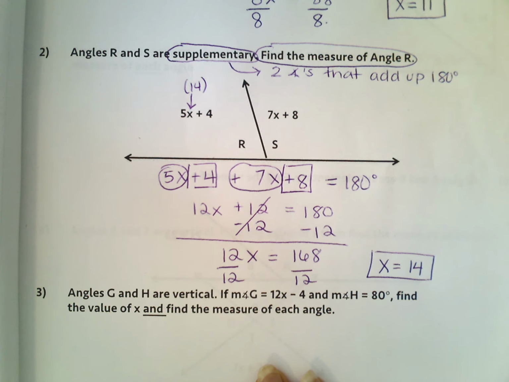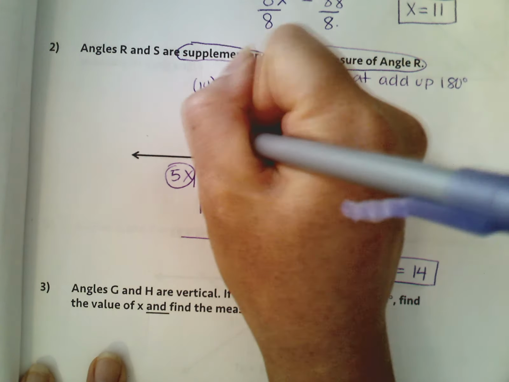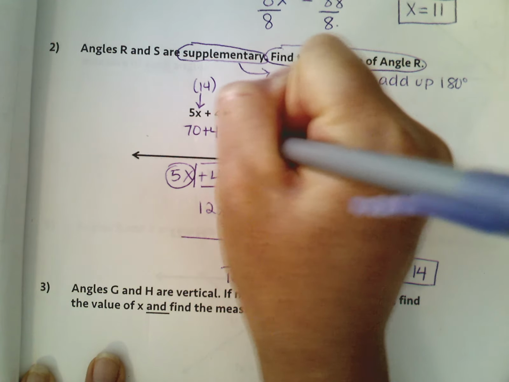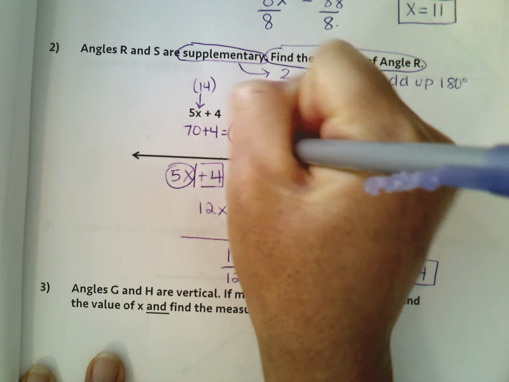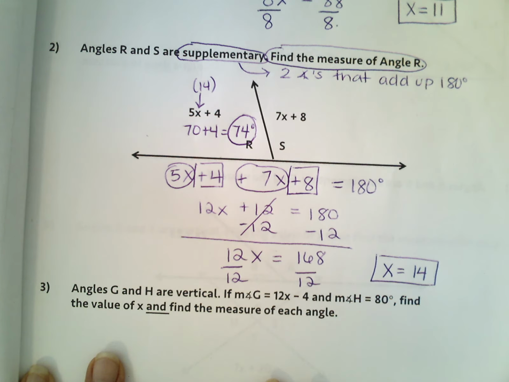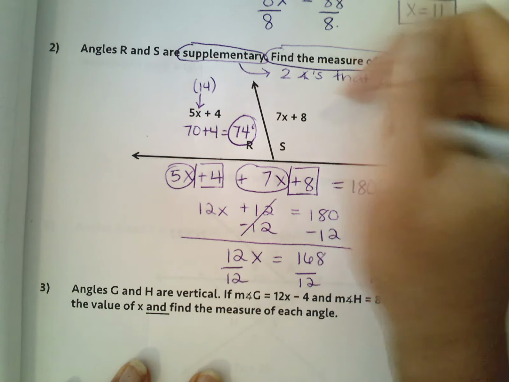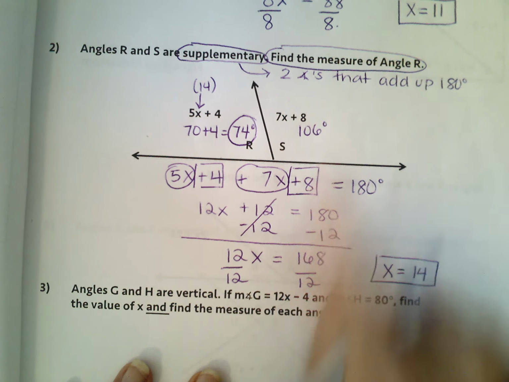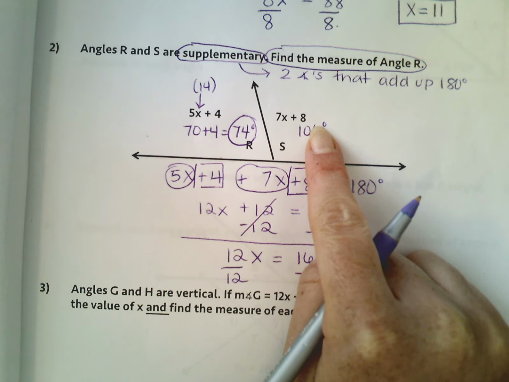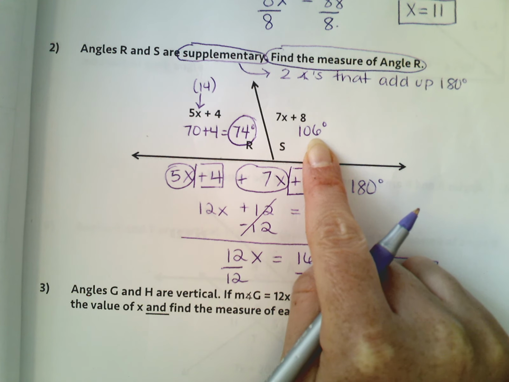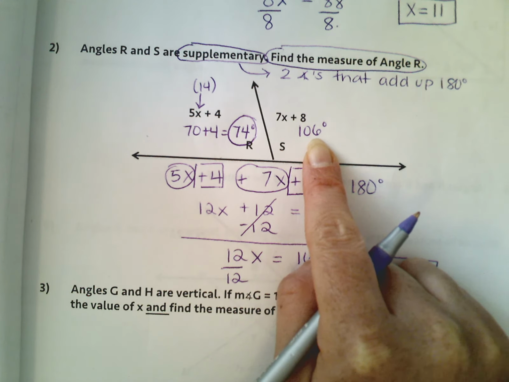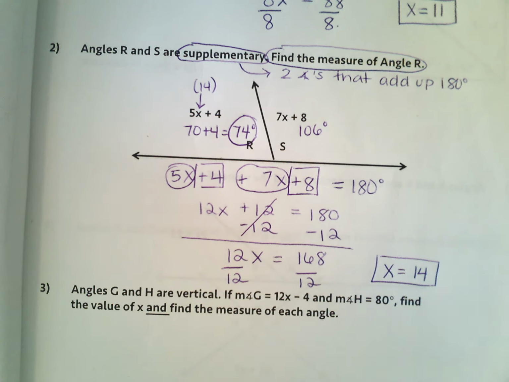Otherwise, it looks like 514. So 5 times 14 is 70. 70 plus 4 is 74 degrees. This time it didn't ask us to solve for S. You could plug in your 14: 7 times 14 is 98 plus 8 is 106. So you don't need to. I just did because it took me an extra couple seconds. And now I can double check. 106 plus 74 does add up to 180. So we did that correctly.